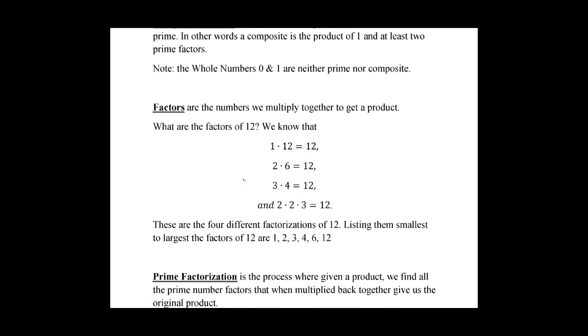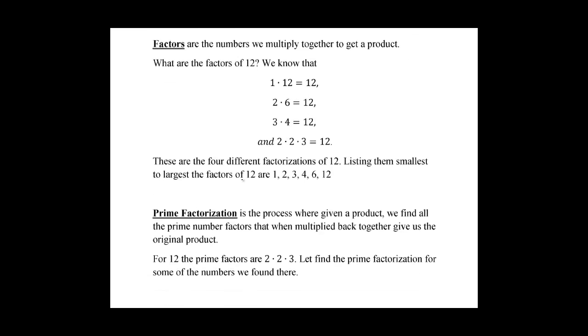All right, now we remember also about factors. Factors are the numbers we multiply together to get a product. So let's look at what are the factors of 12. We know that 1 times 12 is 12, 2 times 6 is 12, 3 times 4 is 12, and 2 times 2 times 3 is 12. So these are the 4 different factorizations of 12. Listing them smallest to largest, the factors of 12 are 1, 2, 3, 4, 6, and 12.